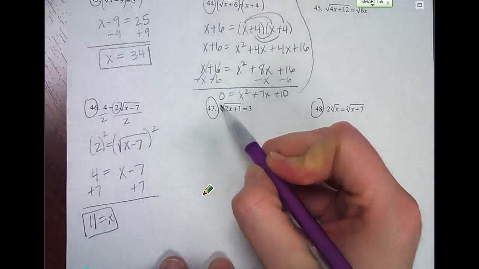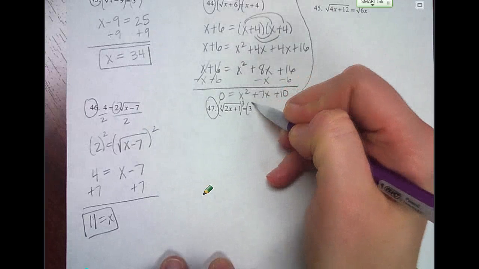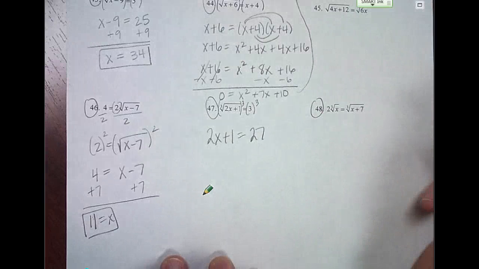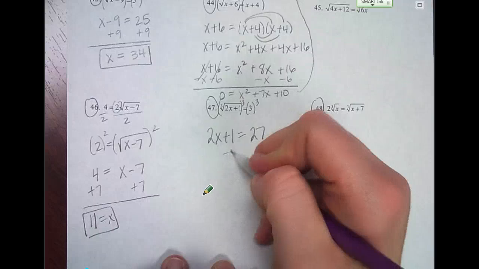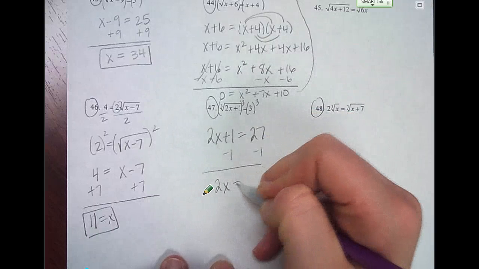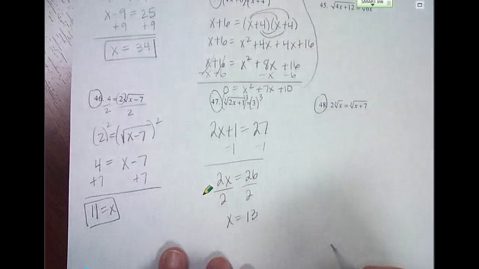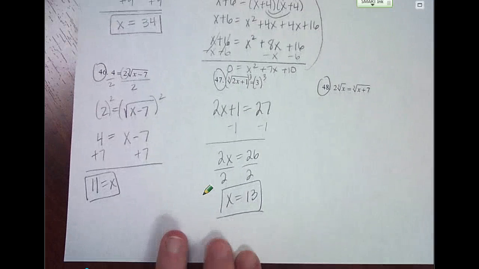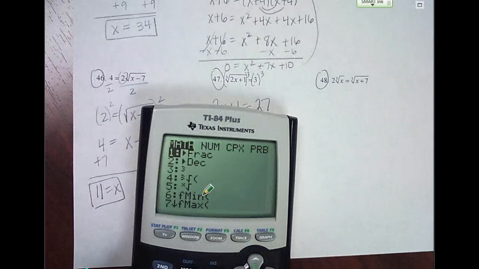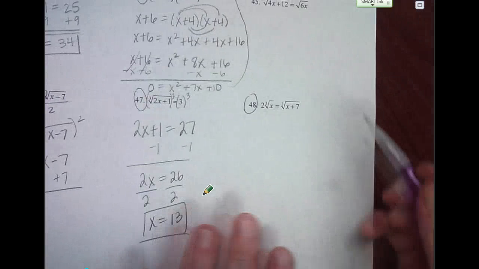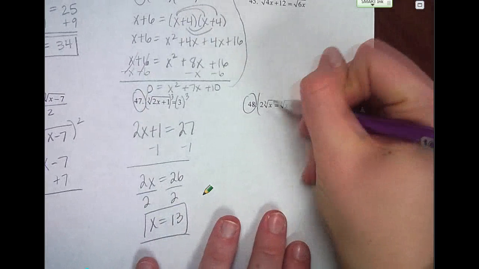Number 47, the radical is isolated. So since I have a 3 here, I'm going to raise both sides to the third. So I have 2x plus 1 equals 27, because 3 to the third is 27, minus 1, and divide by 2. So x equals 13. So let's check our answer. So cube root is under math, number 4. So I'm going to do 2 times 13 plus 1 equals 3. Perfect.